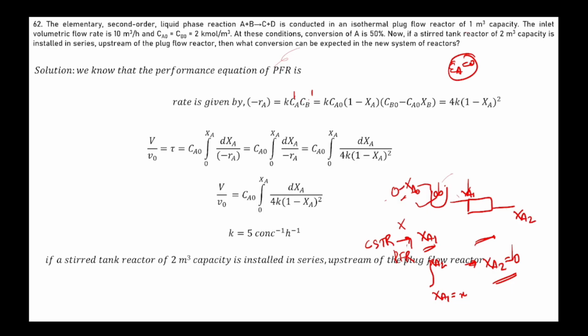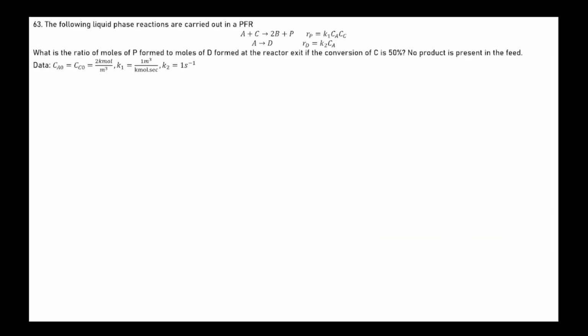Okay, so next question. The following liquid phase reactions are carried out in a PFR. A plus C gives B plus P. Rate of production of P is K1 CA CC, and rate of production of D is K2 CA. What is the ratio of moles of P formed to moles of D formed at the reactor exit if conversion of C is 50%? No product is present in the feed. CA naught equals CC naught, 2 kilomole per meter cube, and K1 and K2 are 1.